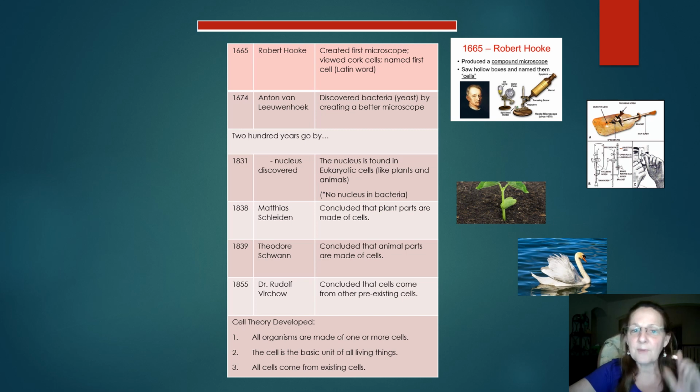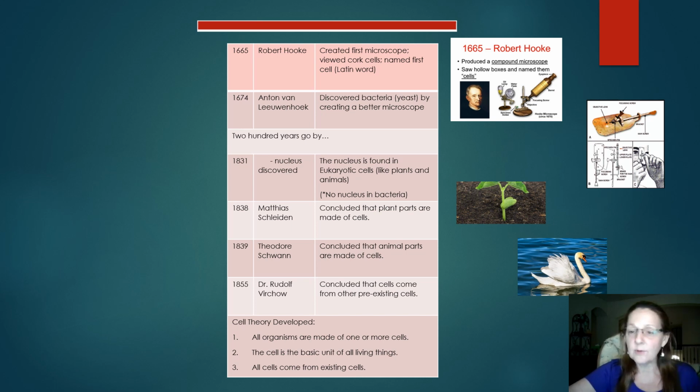But for this review, you're just going to have to know Hooke, Leeuwenhoek, Schleiden, Swan, and Virchow, as well as the cell theory. So with Schleiden, he concluded that plant parts are made of cells. Swan said that animal parts are made of cells. Rudolf Virchow said that cells come from existing cells.